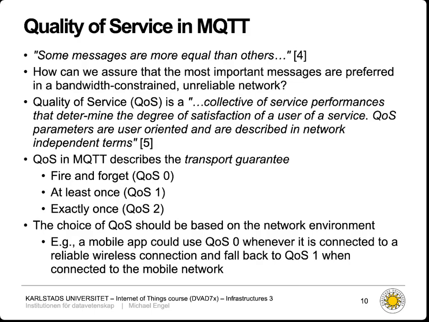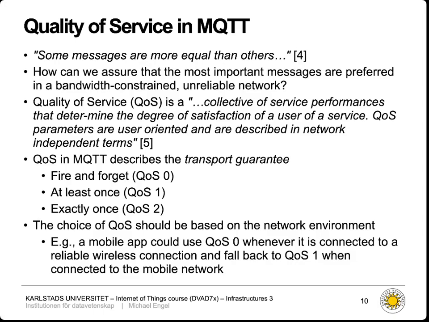So how can we ensure that the most important messages are actually preferred in a bandwidth-constrained, unreliable network, for example, a wireless network, in many IoT applications? What we use is this quality of service indicator. In general, we define quality of service as a collective of service performances that determine the degree of satisfaction of a user of a service. Quality of service parameters are user-oriented and are described in network-independent terms. Well, that doesn't really help us, right?